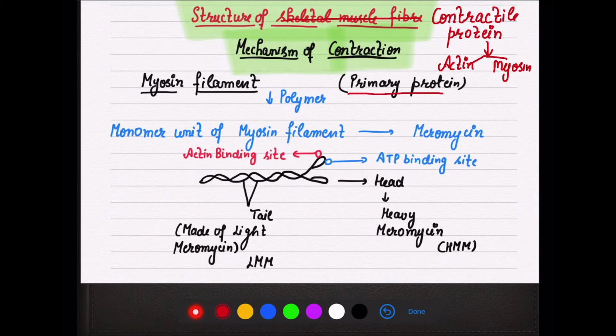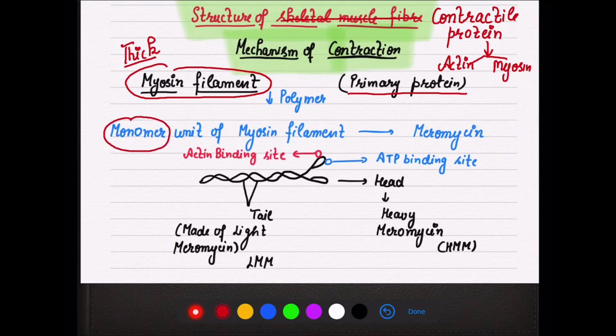First, I am taking our primary protein, which is the myosin filament. See, your myosin is a thick filament. We discussed it yesterday that myosin is a thick filament, meaning it is a polymer protein. When we talk about a polymer, it means it is made up of so many monomers. So many monomers combine to form a polymer.